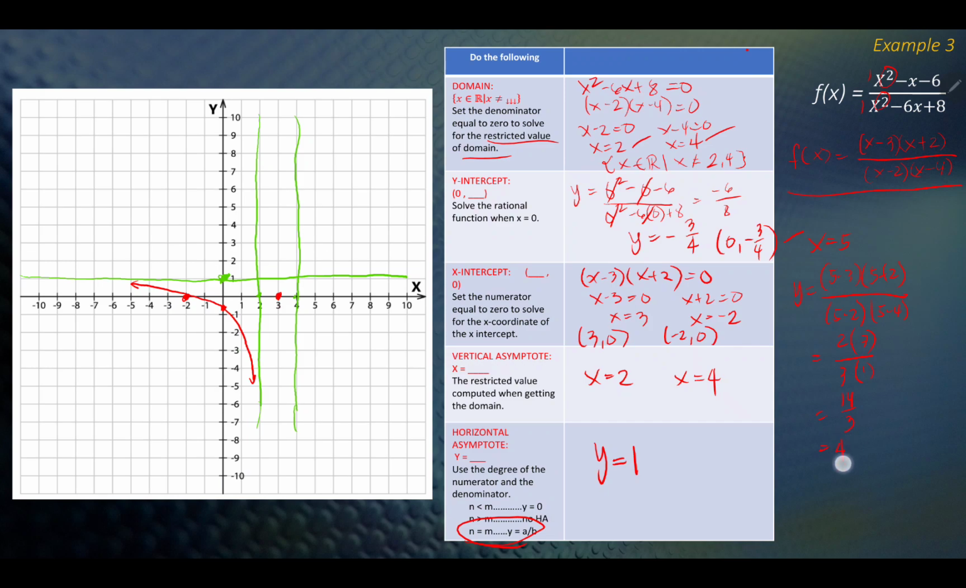This is 4.67. So, we have ordered pair, x equals 5, and y equals 4.67. So, let's graph that point. 5, 4.67. So, here.